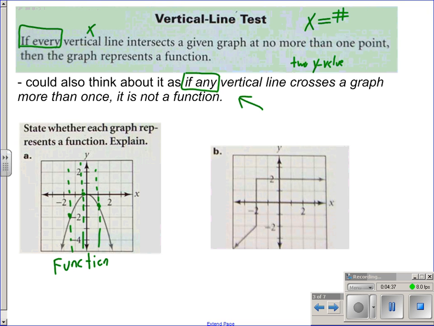Part B, we draw vertical lines, crosses once, over here, crosses once. But when we get to this right here, this part of the graph is vertical. So what we have is an infinite number of points, infinite number of y values. This is a single x value. It's crossing the graph at lots of points here. That's one x value, too many y values. Can't happen and call it a function. It's still a relationship, but you just can't call it a function.